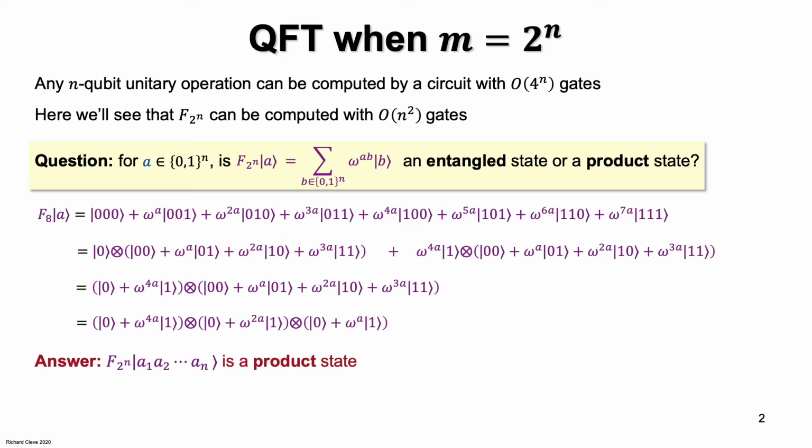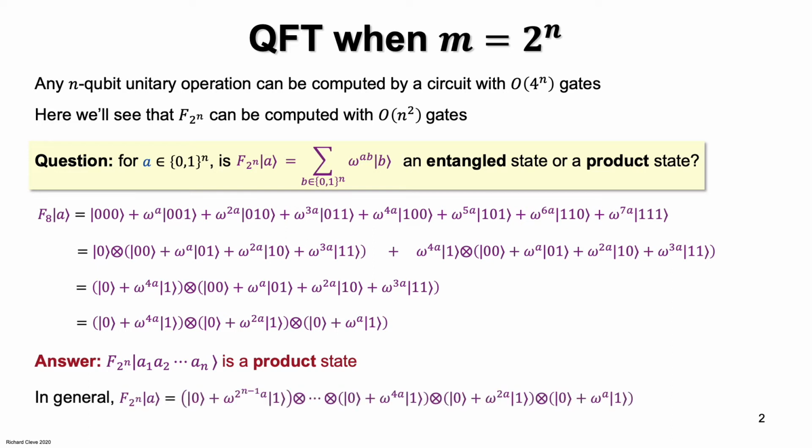In general, a Fourier basis state looks like this. Look at the rightmost qubit. Its state is ket 0 plus omega to the a ket 1. The next qubit going left is ket 0 plus omega to the 2a ket 1, then omega to the 4a, omega to the 8a, and so on.